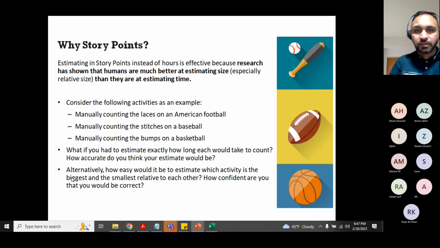Alternatively, how easily would it be to estimate which activity is the biggest and the smallest relative to each other? How confident are you that you would be correct? So now you have this comparison. It could be straightforward visually, but it could be complex when you get to the actual estimate or actually achieving that goal. The goal is to count the number of stitches on a ball, one of the American football and the other one a baseball. I'm just skipping the third one. I hope that makes sense to you now. Any questions on this point so far?